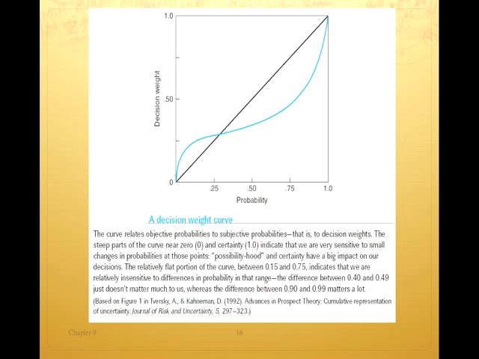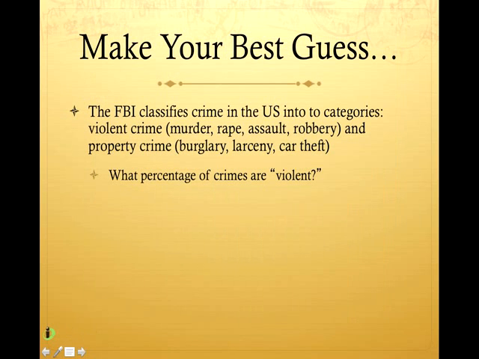So this is how that looks. On the low end, we overweight the low probabilities, and usually towards the top, we'll overweight these as well. Everything in the middle, we underweight the likelihood of them happening. Let me give you an example. The FBI classifies crime in the U.S. into categories of violent crime, murder, rape, assault, and robbery, and property crime, burglary, larceny, car theft. It's more complicated than that, but what percent of crimes do you think are violent?